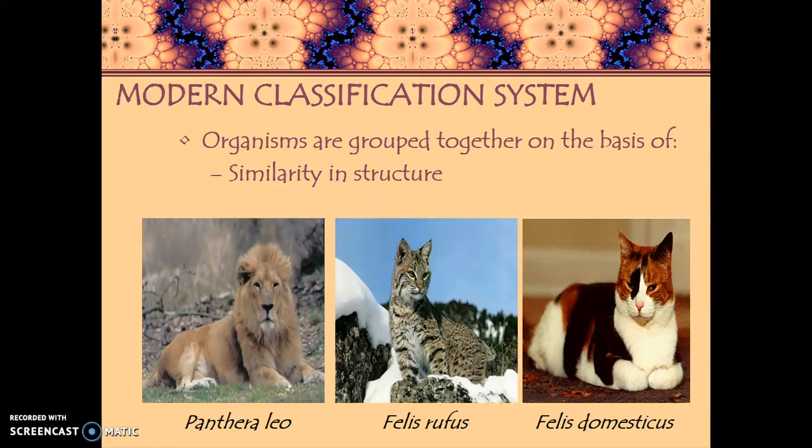Here are a group of cats: Panthera leo, Felis rufus, and Felis domesticus. Now, out of these three species, which two do you think are more closely related? Hopefully you said Felis rufus and Felis domesticus, because they have the same first name, which means they're more closely related to each other than they are to Panthera leo. But they're more closely related to Panthera leo than they are to, say, a human.